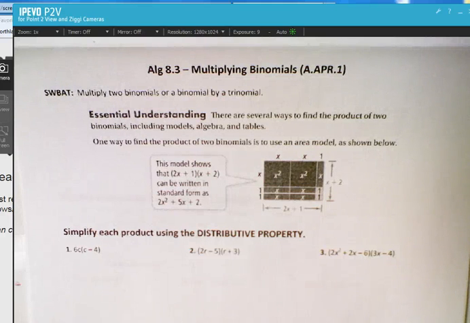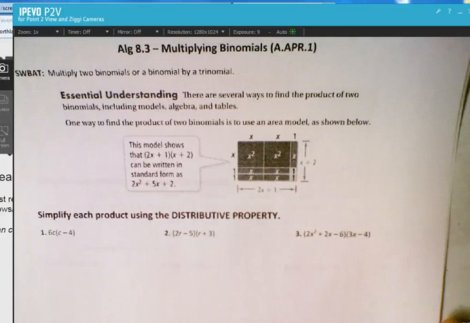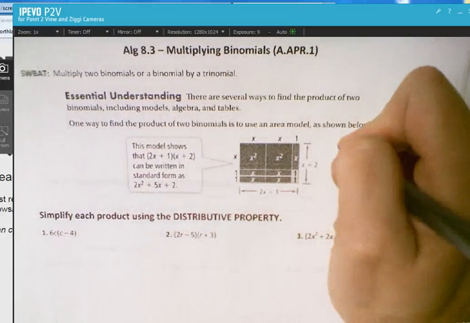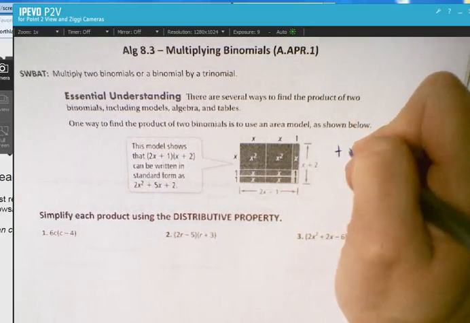We are going to take a look at multiplying binomials today. This is from 8.3. A couple things we want to remind ourselves on are the rules for multiplication. Seems like it's a duh thing, but I see all the time these mistakes.